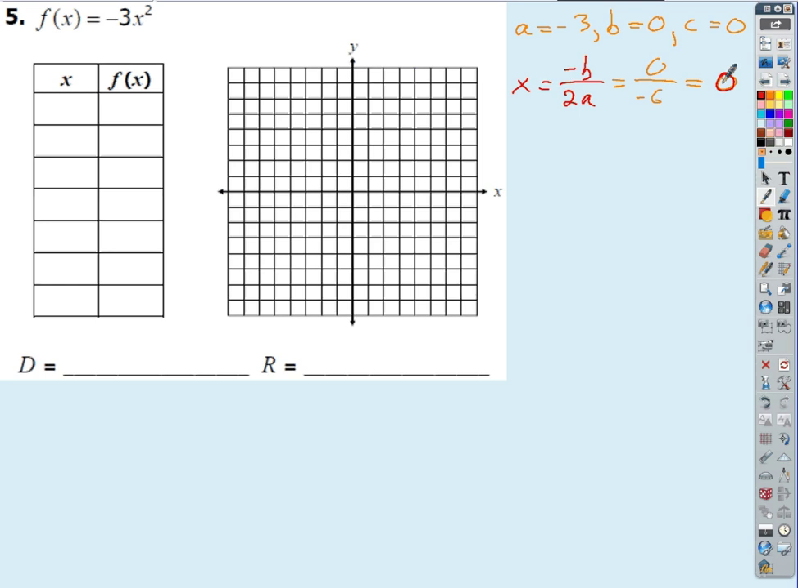So what's that tell us then? That tells us that the axis of symmetry is x equals 0. What's that line look like? Vertical line through the y-axis at 0, so that's really just the y-axis, isn't it? Right, so here's our axis of symmetry, the line x equals 0. And now to graph this thing, we just need some points. We've got to start with the most important point, which is the vertex.